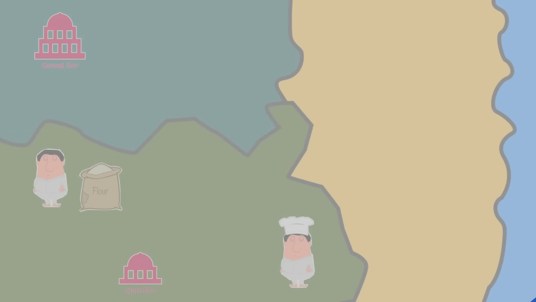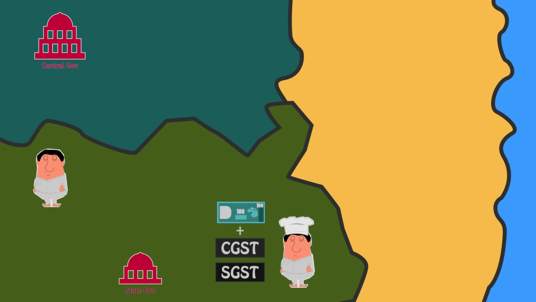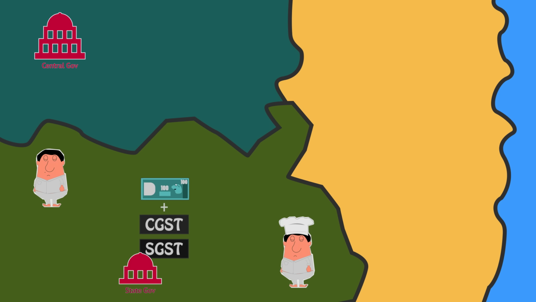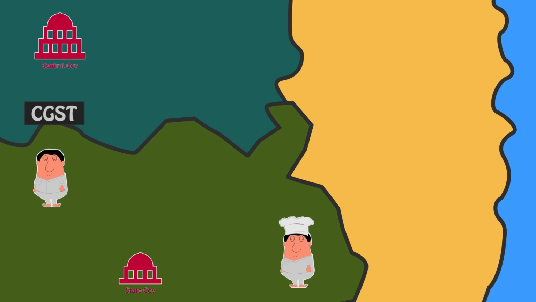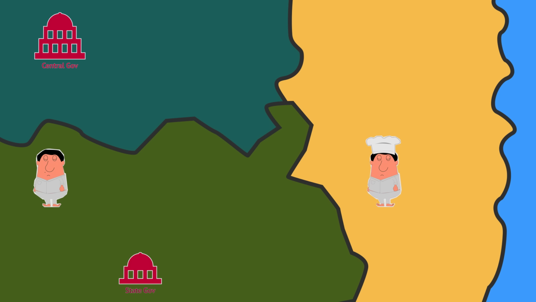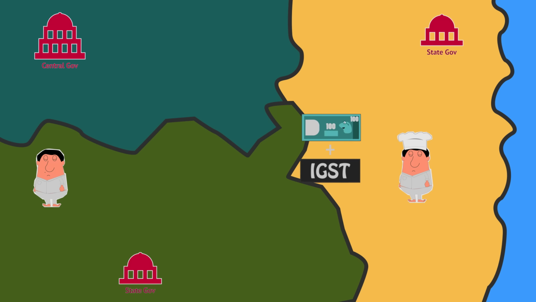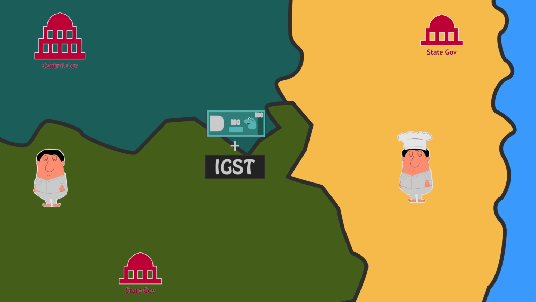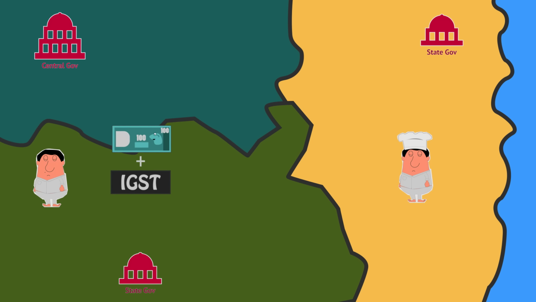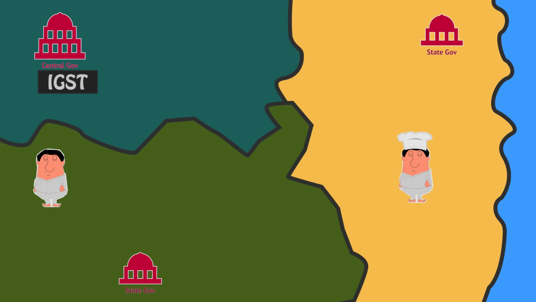So who is going to pocket the taxes? In case of intra-state transactions, seller collects both CGST and SGST from the buyer. CGST goes to the central government and SGST goes to the state government. And in case of interstate transactions, IGST will be levied on interstate transactions of goods and services and the tax gets transferred to the importing state.